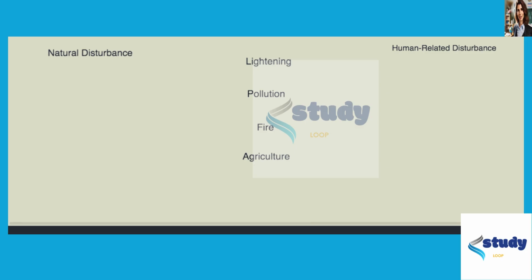This question is asking us to show our understanding of what the different types of natural and human-related disturbances are and why they matter to ecologists and conservationists. If we look at our answer choices, we are given 4 possible types of disturbances: lightning, pollution, fire, and agriculture, and we are asked to categorize them in different ways.